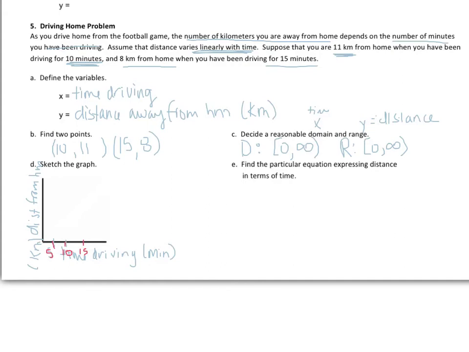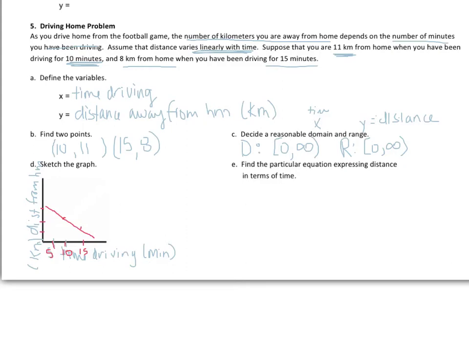I was 11 away from home, so I'm going to go by 5s here too. 5, 10, 15. So at 10 I'd just be a little bit up here. And then 15 would be at 8, so that's going to be getting closer to home. And so my graph is going to look something like this. Again, it is going to be linear, so we want to try and draw a straight line. And we're just sketching it right now.